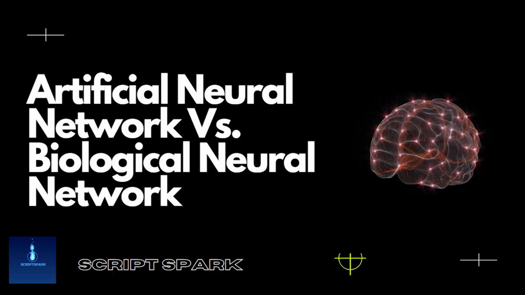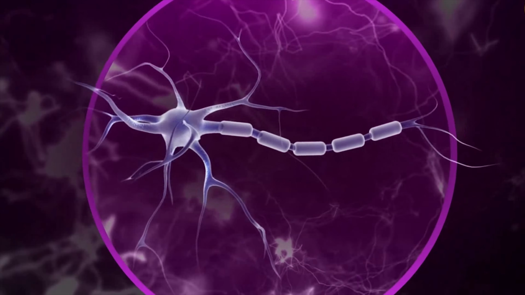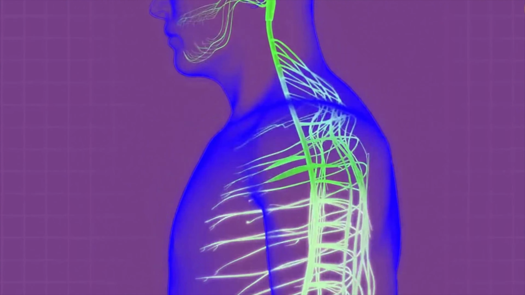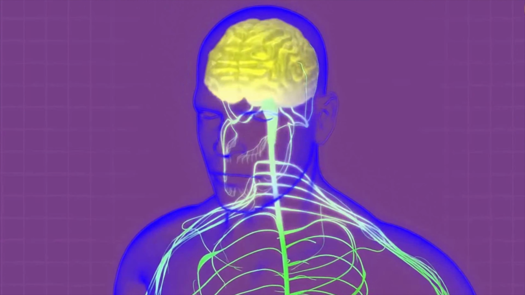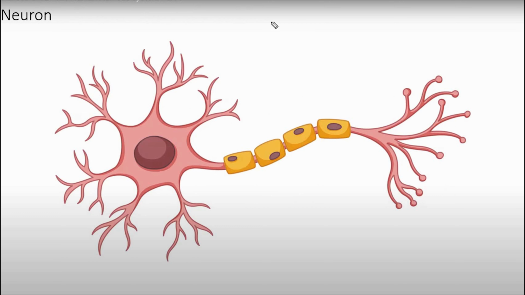In this video I will talk about the differences between artificial neural network and biological neural network. Let's start. A neuron or nerve cell is an electrically excitable cell that communicates with other cells via specialized connections called synapses. It is the main component of nervous tissue in all animals except sponges and placozoa. Plants and fungi do not have nerve cells.